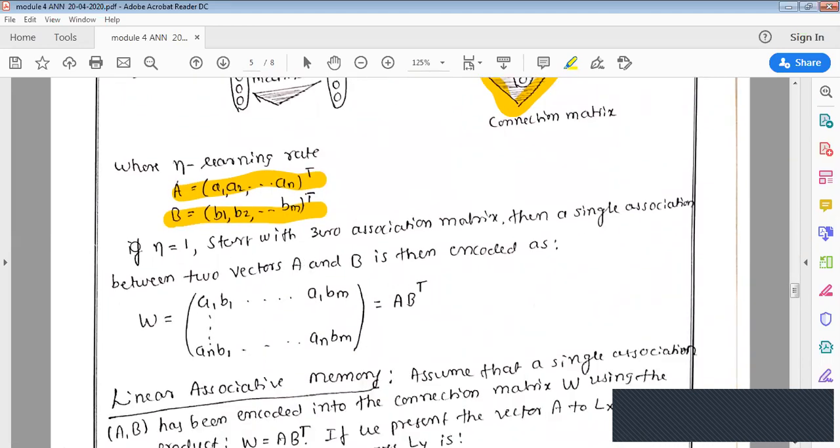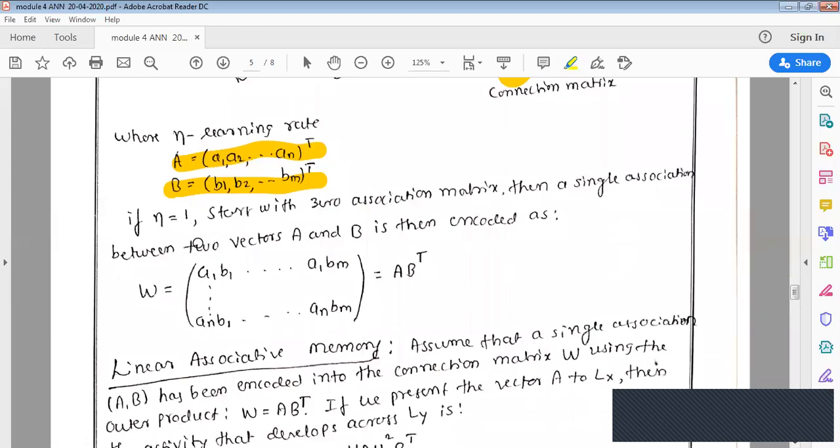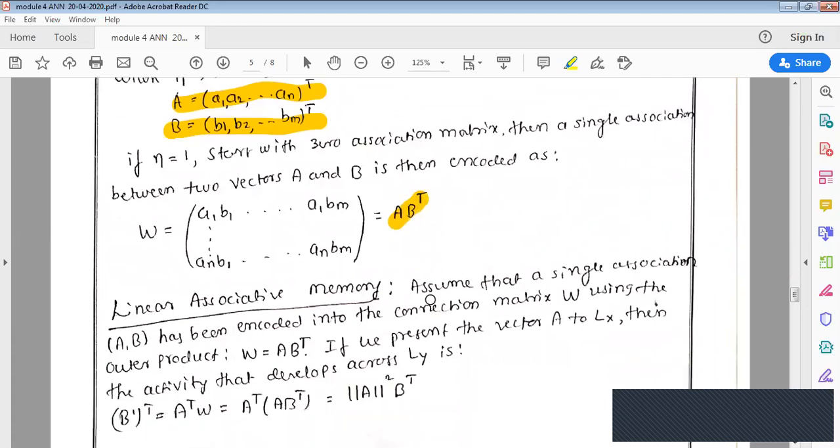Now what happens when eta is equal to 1, that is, the learning rate is 1? I multiply these two, that is, A into B transpose. That gives me A1, A2, A3 in the vertical manner, and B1, B2, B3 in the horizontal manner. So A1B1, A1B2, A1B3, up to A1Bm. Similarly A2B1, A2B2, up to A2Bm. Similarly, you will get this whole matrix. This is nothing but A B transpose, because otherwise these two matrices could not be multiplied.